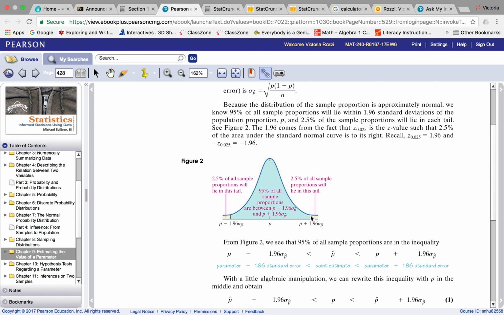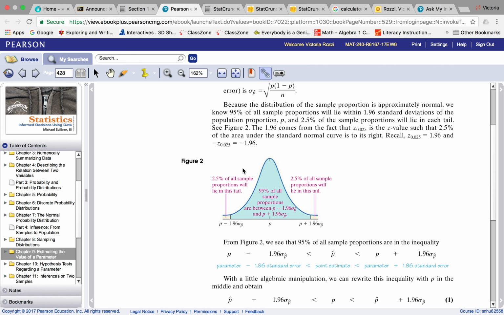Which means that considering 100% is the entire curve, that 10% is left over for the two tails. So we would think 90% in the middle, 10% left over for the two tails, which has to be split between the two tails. So we're talking 5% of the sample proportions will lie in the tails.